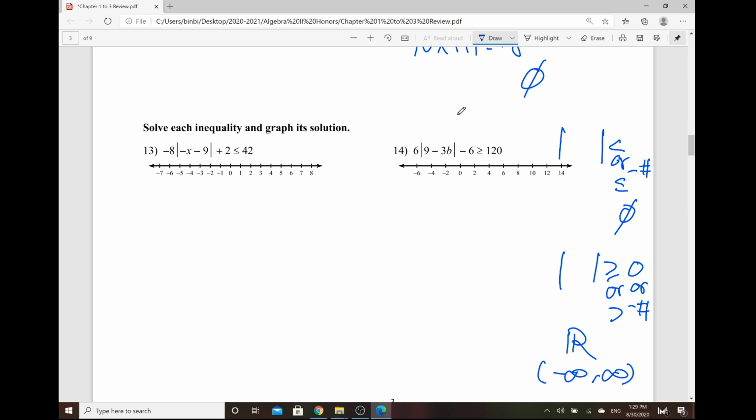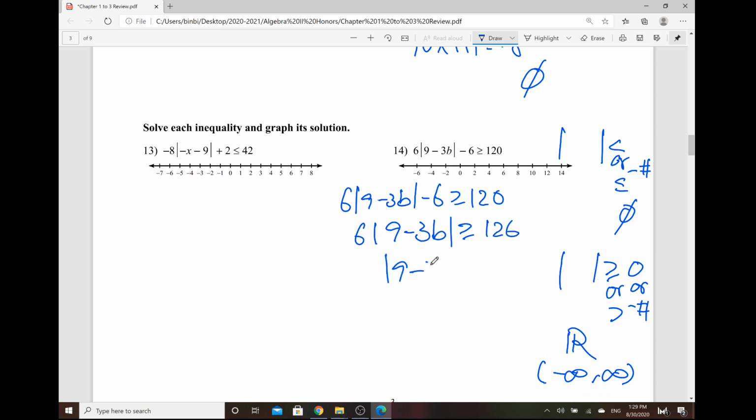So now let's do one problem here, number 14. Before we separate it, we need to get rid of the 6 right here, so let me just rewrite it. First thing you want to do, divide by 6. So we have 6 times the absolute value of 9 minus 3b, greater than or equal to 126. And then you divide by 6, so we have the absolute value of 9 minus 3b, greater than or equal to 21.